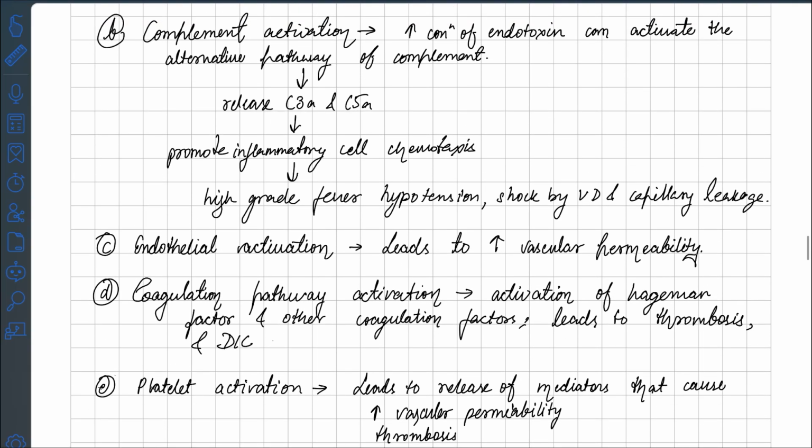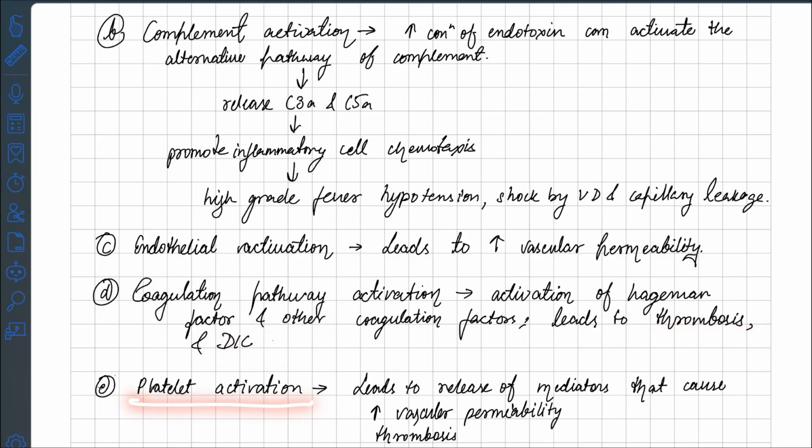Apart from that, there is endothelial activation. Endothelial activation will lead to an increase in vascular permeability. The permeability of blood vessels increases, and it can further lead to shock and other extreme conditions. Then the fourth is coagulation pathway activation. The activation of Hageman factor and the other coagulation factors can lead to thrombosis and DIC.